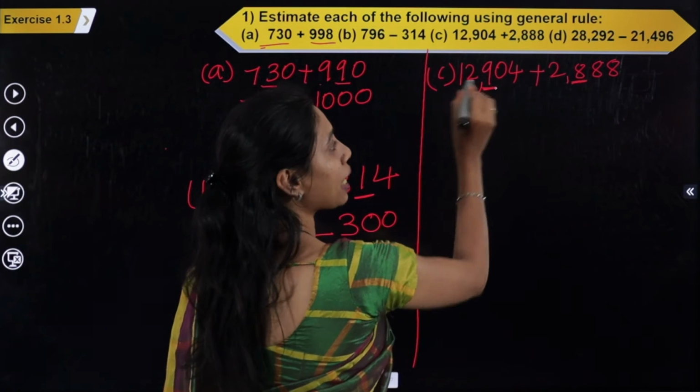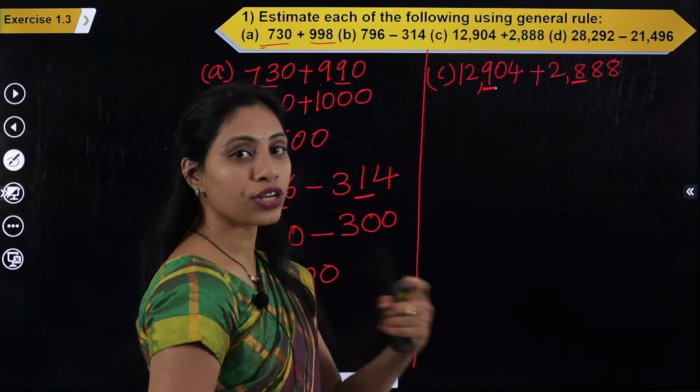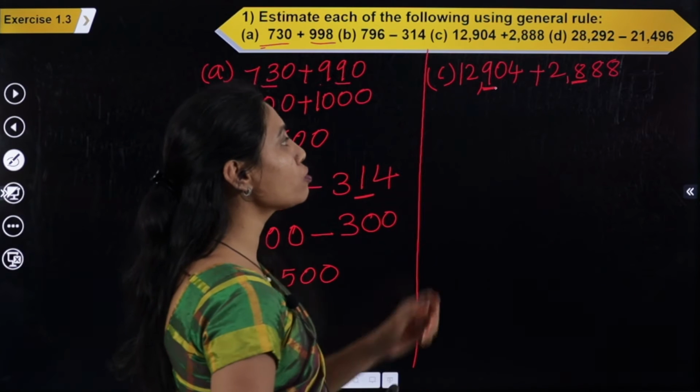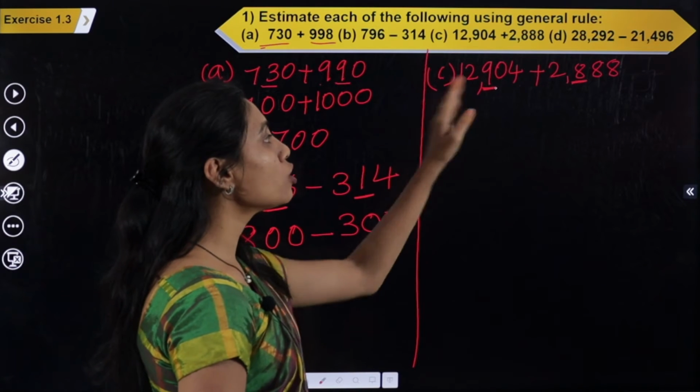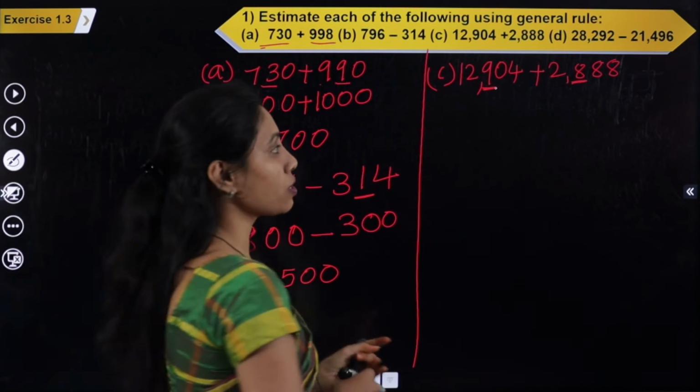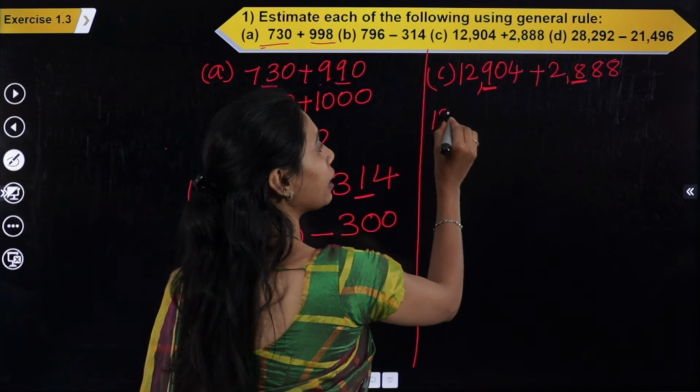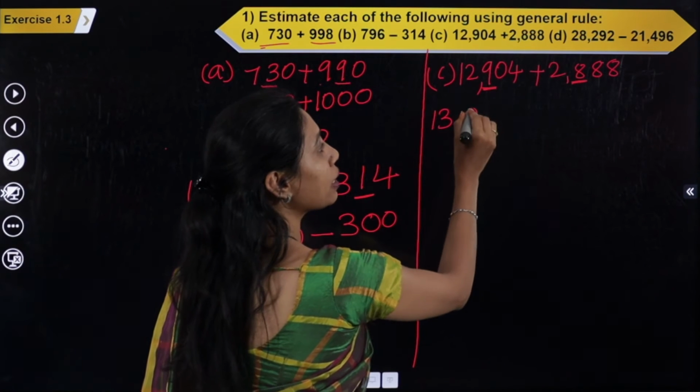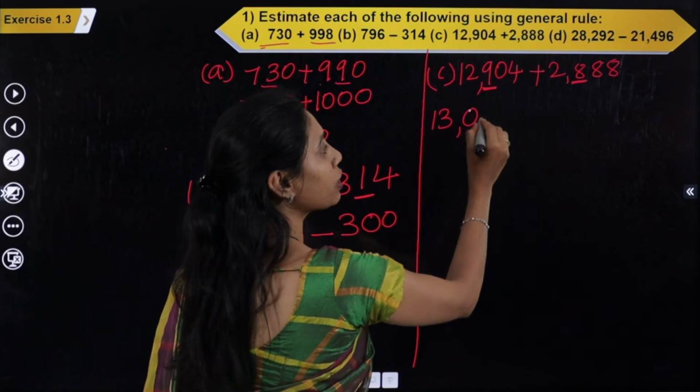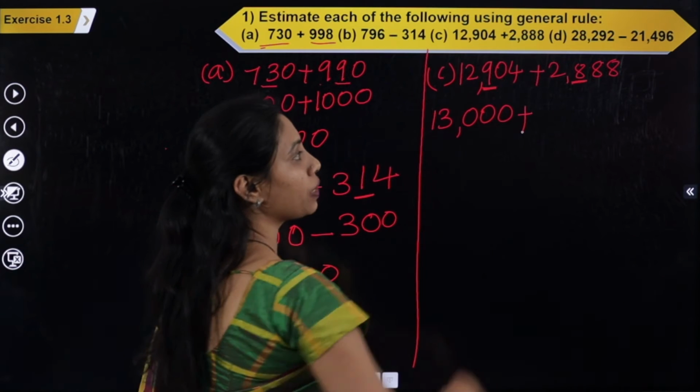Here the underlined digit is 9. 9 is greater than 5. So what are we supposed to do? We have to add 1 to the left of the underlined digit. So 12 plus 1 is 13, and including the underlined digit towards its right everything becomes 0. Plus.